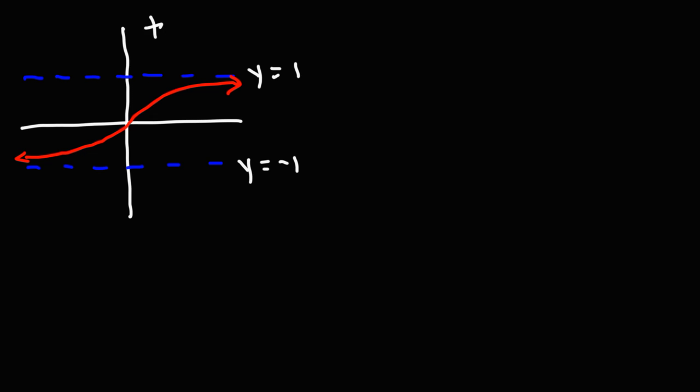Now let's focus on tangent. Let's draw the graph of the regular hyperbolic tangent function. And it looks like this. It's bounded between the asymptotes y equals -1 and y equals 1. So that is hyperbolic tangent.